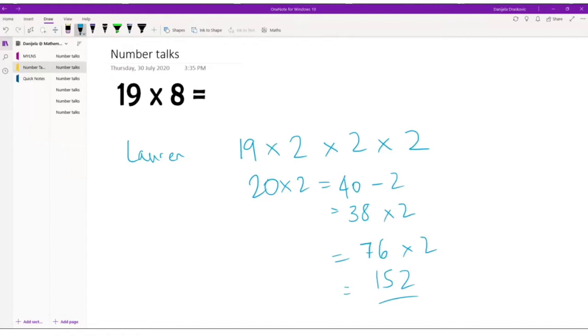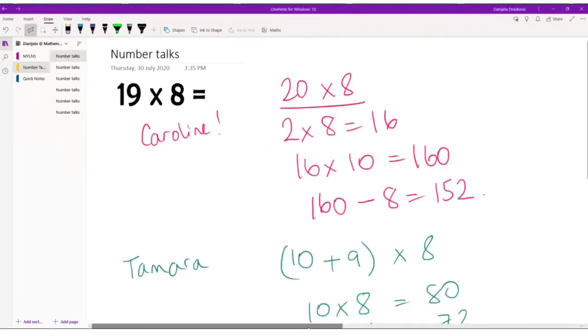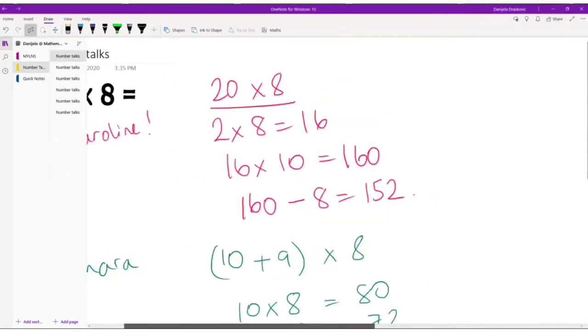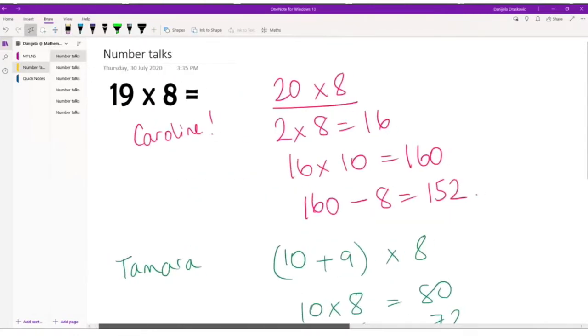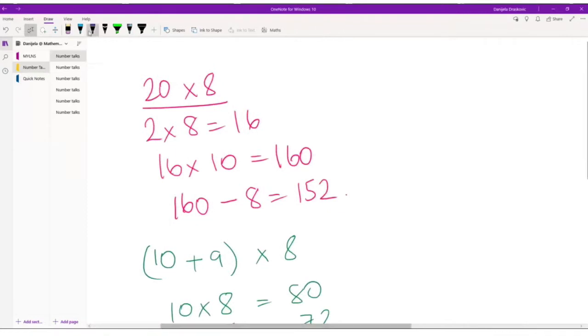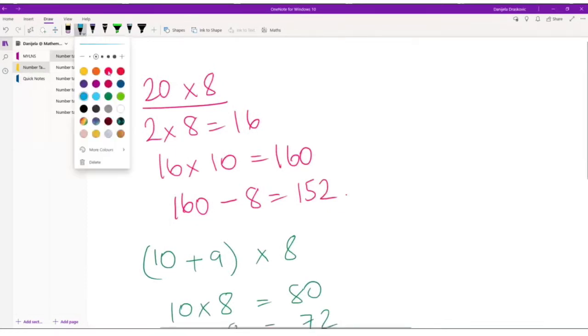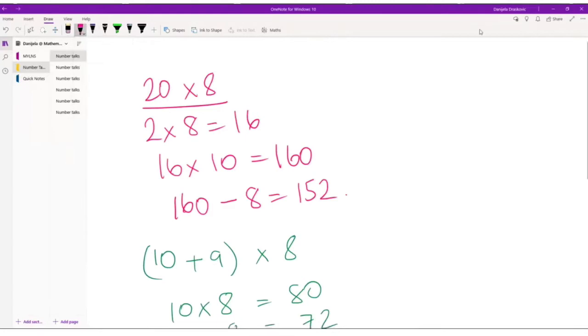Okay, in that case, what I want to do now is look at these 3 methods and represent them visually. So we've got Caroline's method. Caroline said that she didn't like the number 19 that much, so she instead rounded 19 up to 20. I'm going to draw Caroline's method here. The original problem, if I draw it as an area model, was 19 times 8. What Caroline did was say, okay, I don't like 19.